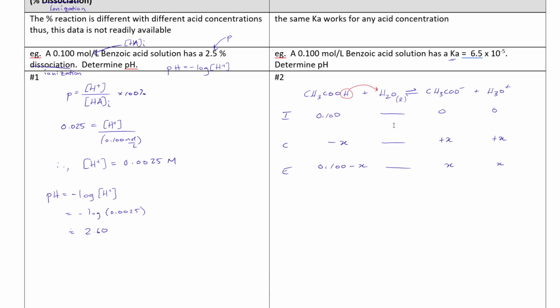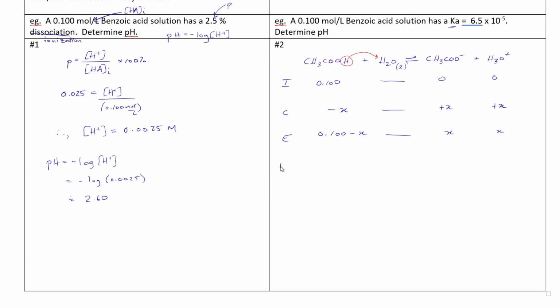Okay. Set up my K equation, or my equilibrium law, K sub A, and I use the subscript A to indicate that this is an equilibrium involving an acid. So I have my acetate concentration at equilibrium times my hydronium concentration at equilibrium, and then I have my acetic acid concentration at equilibrium, which is right here. I insert the values and I get 6.5 times 10 to the negative 5 is equal to x times x all over 0.100 minus x.